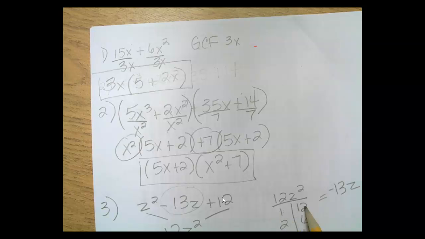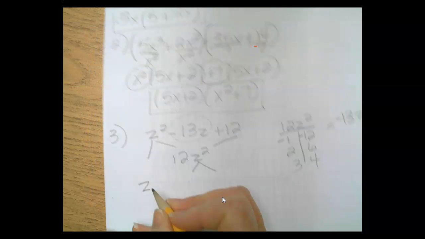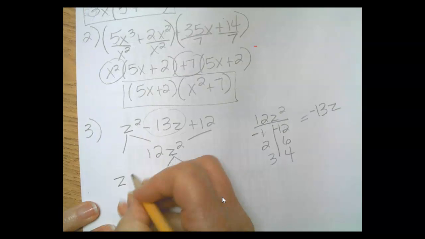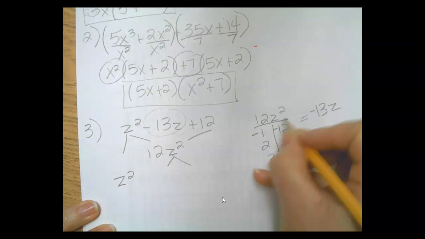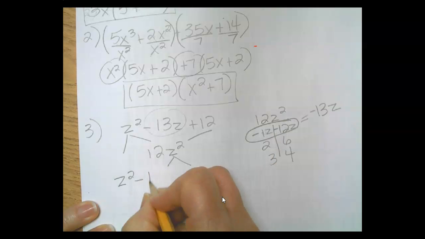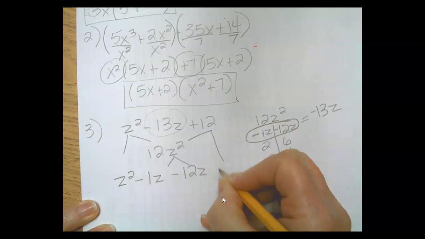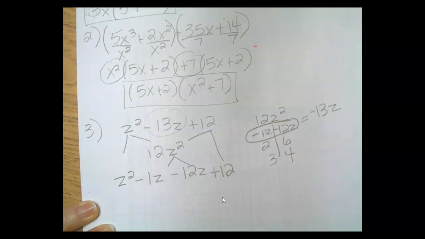How do I get this to equal negative 13? They both have to be negative. Negative times negative will give me a positive. I don't think we've had a lot of those. Let's bring down that z squared. Let's circle this. That's got my z's on it. Minus 1z minus 12z, and then bring down that positive 12 up here.